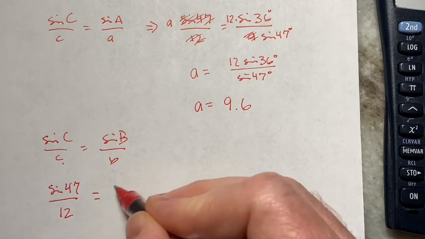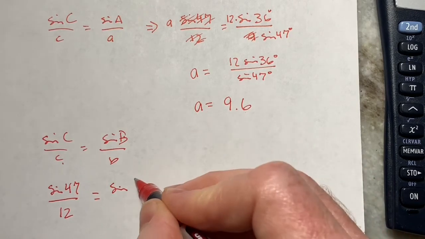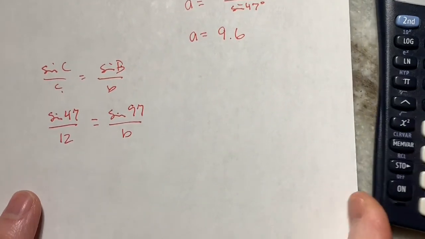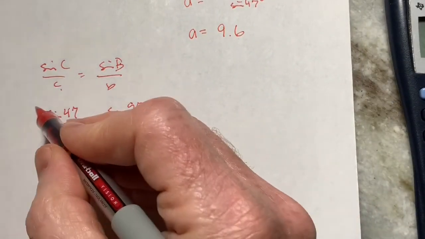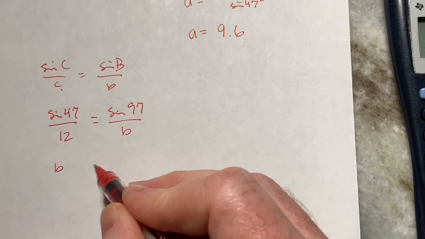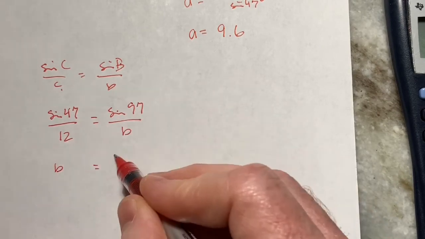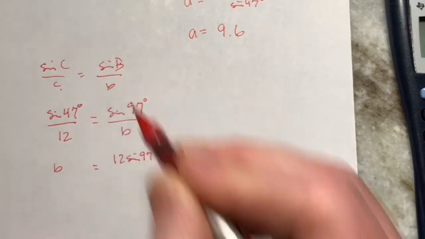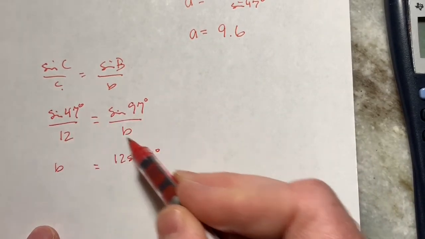All right, and that's equal to the sine of angle B, which was given to me, over B that I do not know. And again, you can cross multiply, but I'm going to slide the B up. It'll end up on top. I'm going to slide the 12 up to be with the sine of the 97 degrees. Again, try not to forget the degrees. And then I'm going to slide the sine of 47 down.